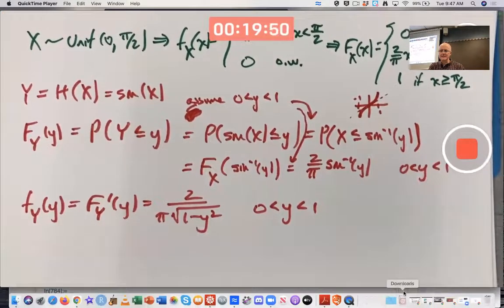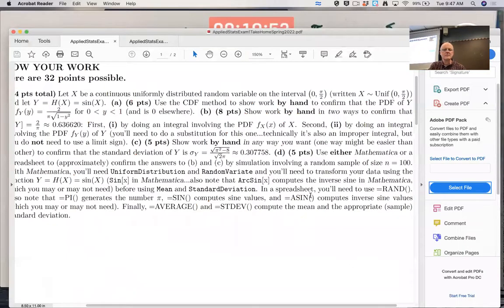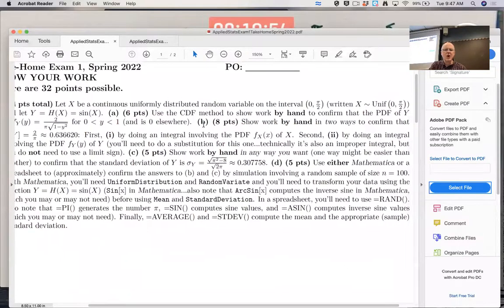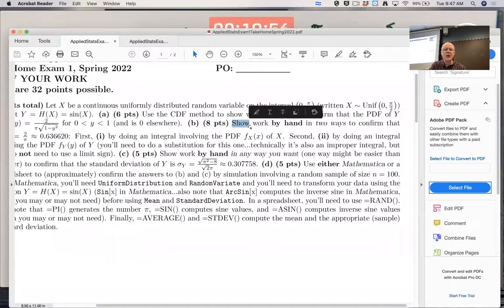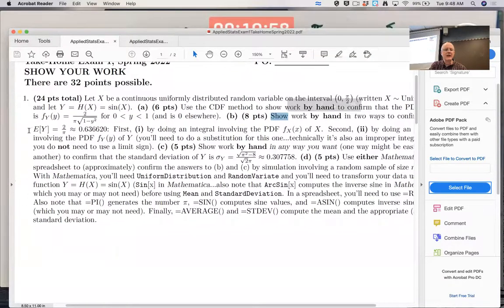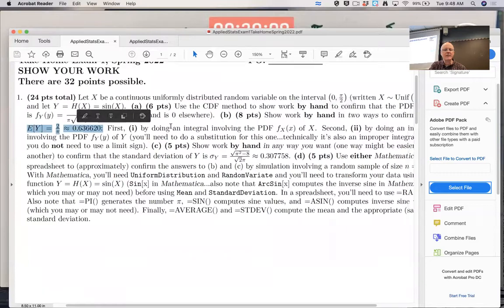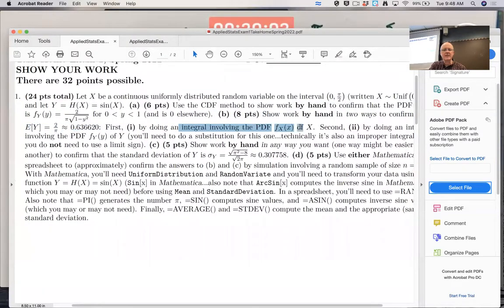All right, so that is the answer for part A. Part B, show by hand in two ways that the expected value of y is 2 over pi, first by doing an integral involving the PDF of x, and second by doing an integral involving the PDF of y.